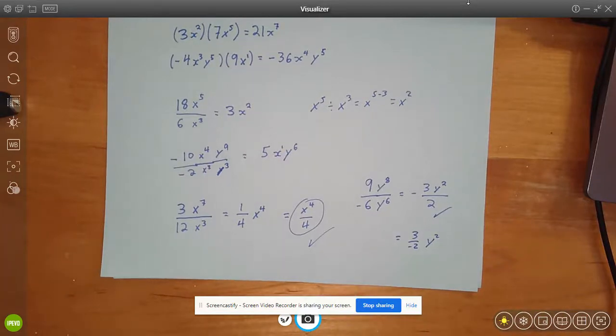So that's all there is to multiplying and dividing monomials. Just treat the coefficients and then each of the variables separately.